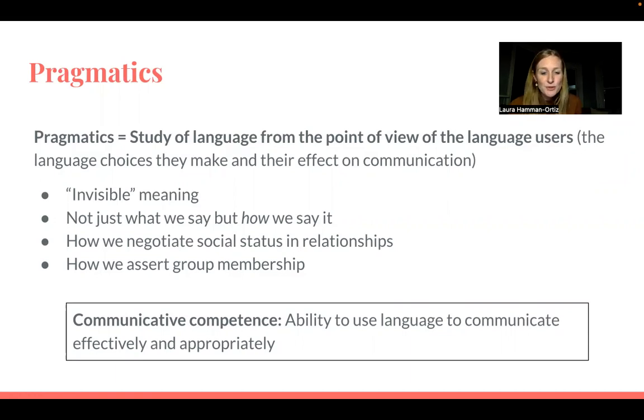And in the chapter, you also read about this idea of communicative competence, which is an important concept, especially when we're thinking about second language learners, because it's the ability to use language to communicate effectively and appropriately. So that goes beyond just having an understanding of words and how they fit together and how to communicate coherent sentences. To communicate effectively and appropriately is a whole other level. It requires a more nuanced understanding of what is appropriate in a given context and how you are positioning yourself or being positioned based on the language choices that you're using.